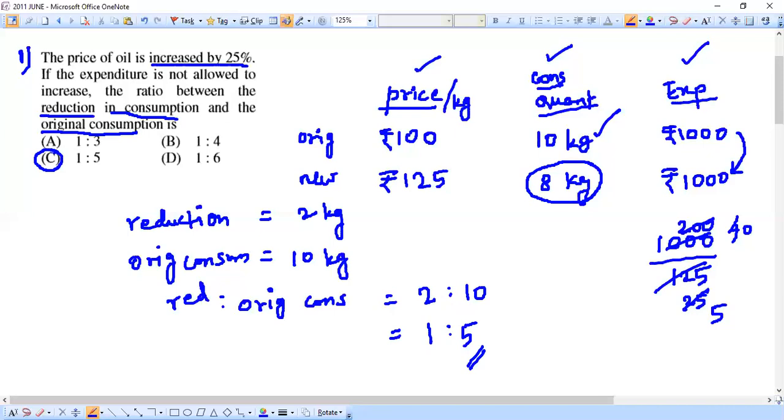So again, a very good question from percentage and also ratio. With the percentage logic, we are assuming the values and finding the new values. And after finding everything, they're asking us to get the ratio, for which we need to find the reduction. Once these two values are got, we can easily find the reduction. Reduction is 2 kg. Original is already there, 10 kg. So take the ratio 2 is to 10. That gives us 1 is to 5. That is the answer. Fine. Let's move on to the next question.